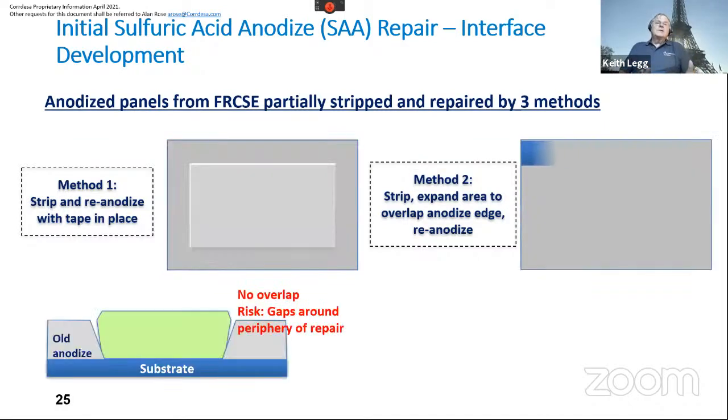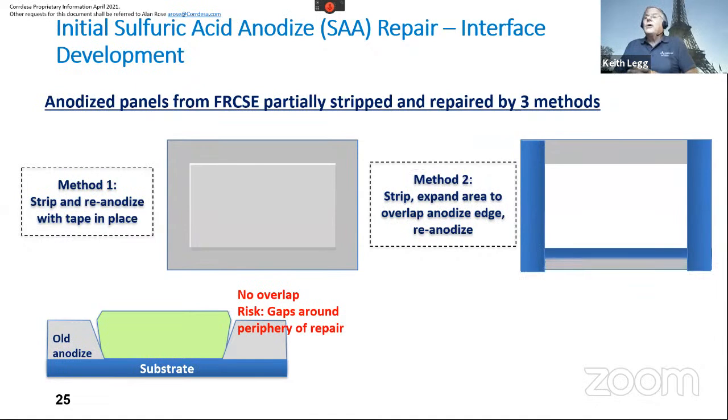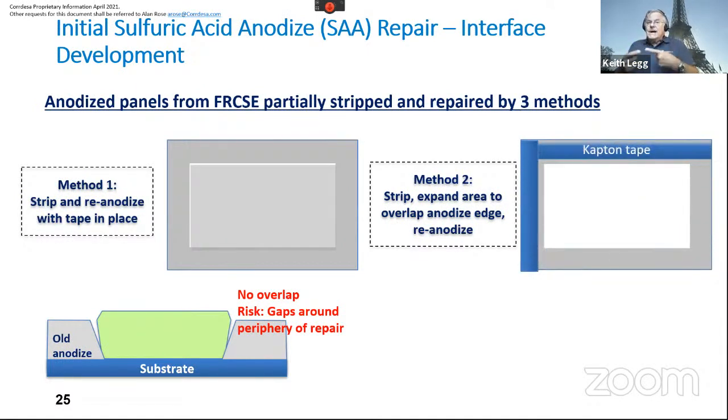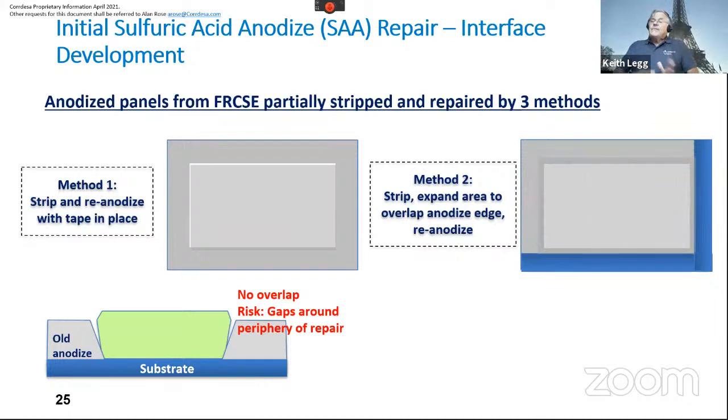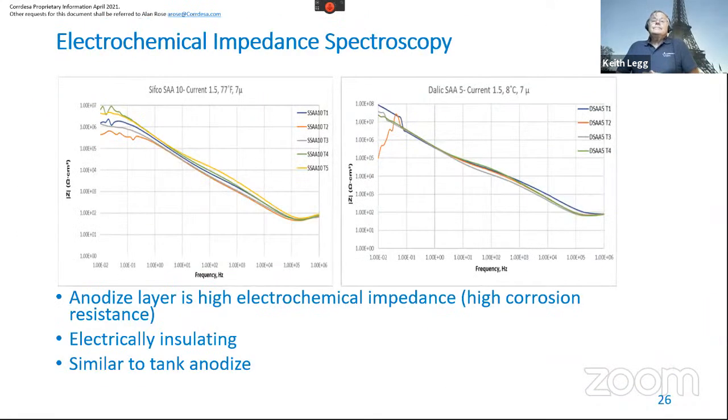There are 2 ways that you can do a repair like this. You can do kind of a butt repair, or you can do an overlap repair. And the overlap repair works far better. It makes sure you don't get any corrosion and damage around the periphery of a repair, which is a common problem. So even anodize on top of anodize works. And so you can make a really good anodize repair, which is what we do with this. So next. And then that anodize is very good.